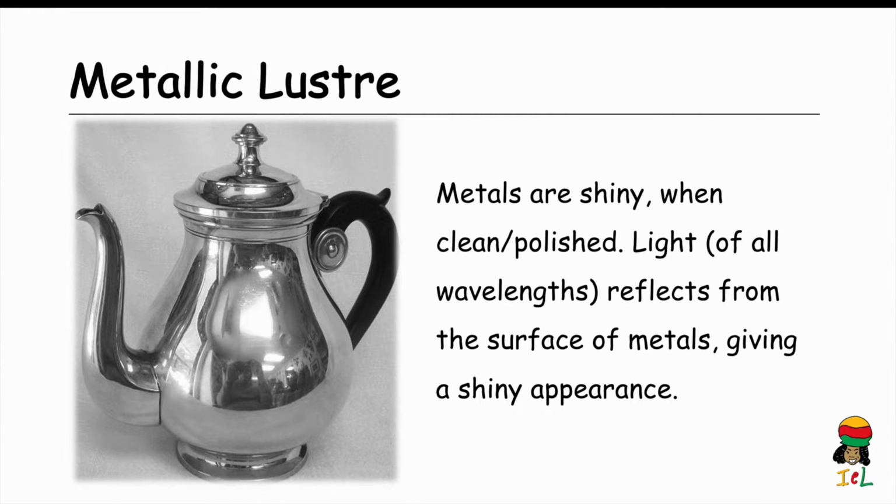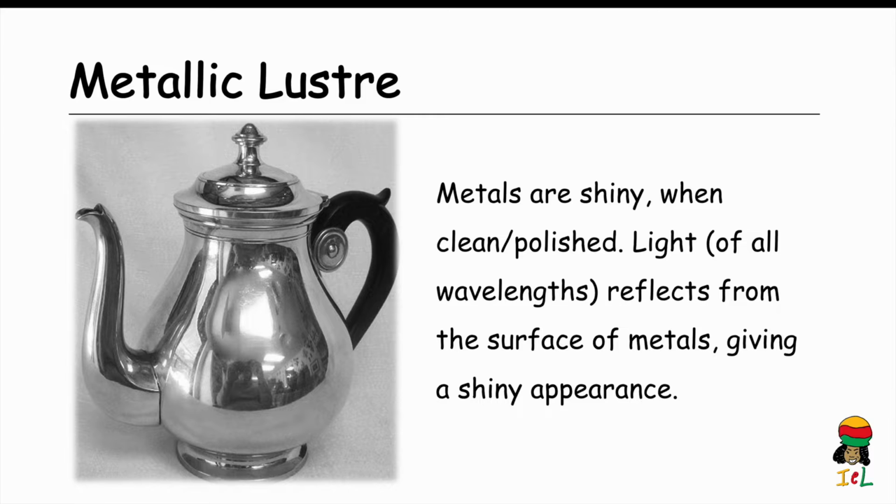Metals have luster, that is, they are shiny when cleaned or polished. The metals appear opaque, that is, you can't see through them because the delocalized electrons absorb light. However, when light of any wavelength hits the surface of the metal, the electrons reflect light, giving the metal surface a shiny appearance. Some metal surfaces appear dull because the exposed metal has reacted with gases from the atmosphere.